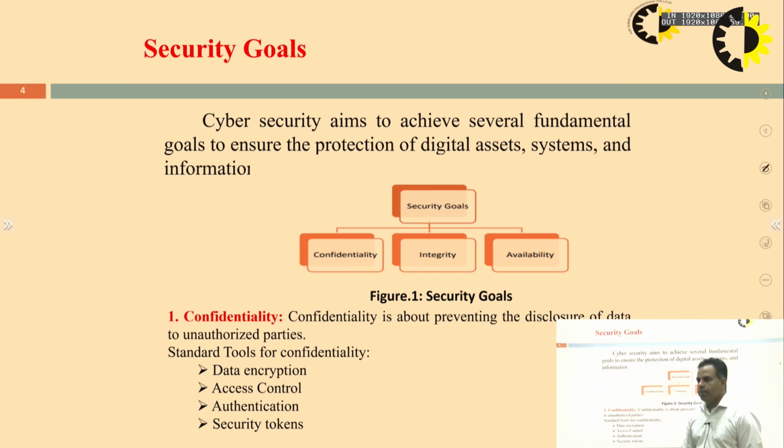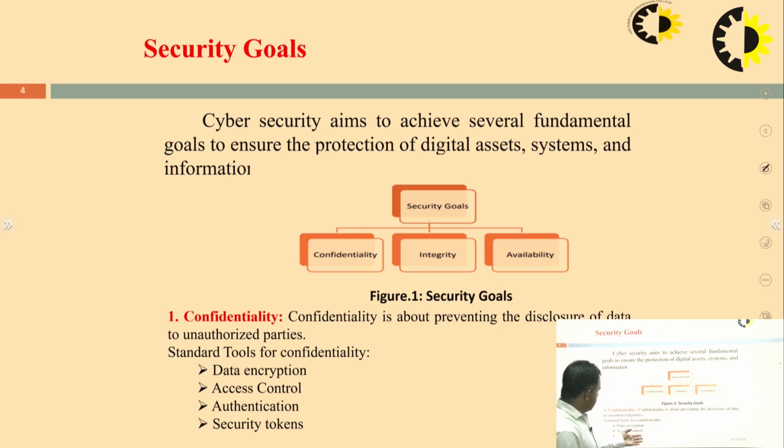First is data encryption. We use the data encryption technique to convert the original data into another format. This is one of the methods. Second is access control: we do not provide access to anyone except in an authorized way. The third point is known as authentication. Before using any data or message, we first authenticate that it is an original or genuine person accessing it. And security tokens are another methodology, tools that issue tokens to use particular devices or data. So these are the standard tools for ensuring confidentiality.